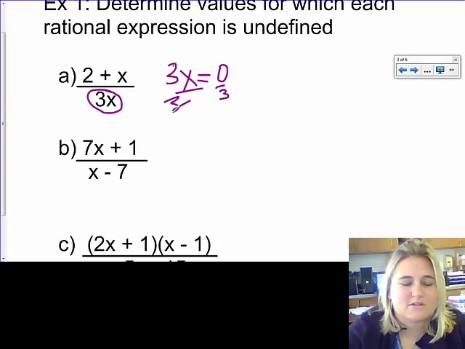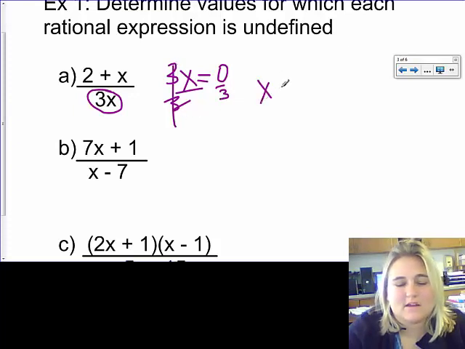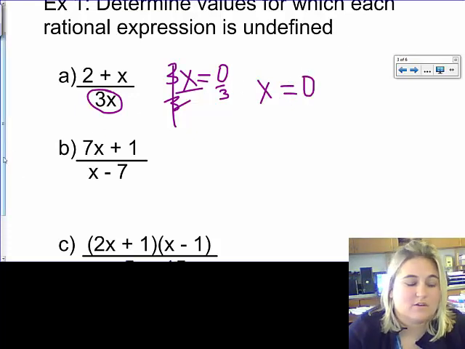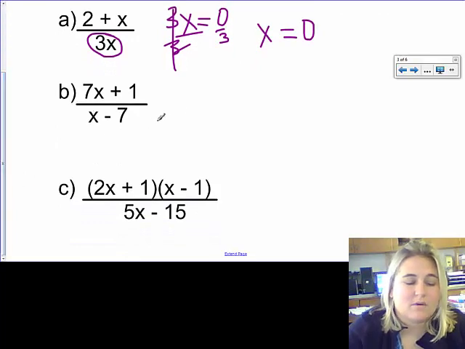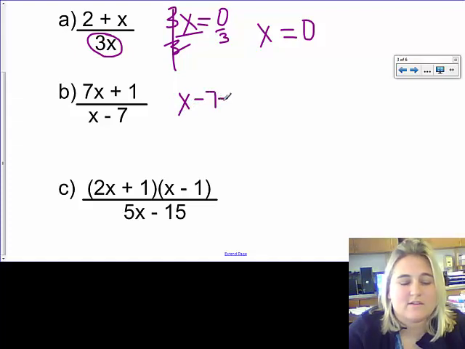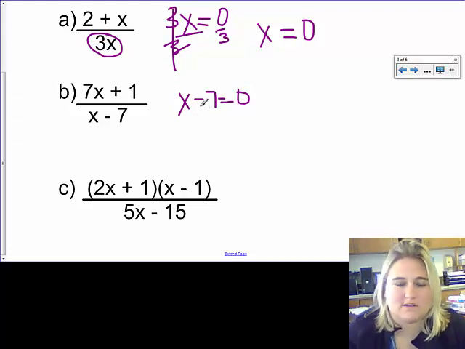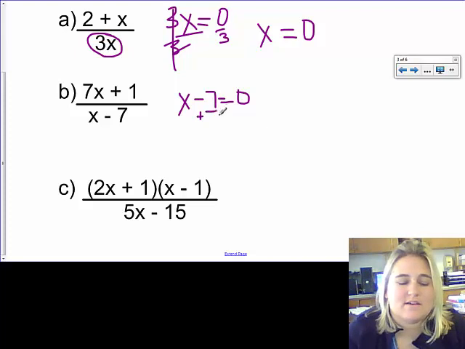Divide by 3 on both sides, and that means that the expression is undefined where x is equal to 0. Now we can do the same thing on the next one. I want to set this denominator equal to 0 because that's where it's undefined. So I have that x minus 7 is equal to 0. But I don't want to know where the whole denominator is equal to 0. I want to know where it's going to be undefined, which is where x is going to cause the denominator to be 0. So I'm going to add 7 to both sides of that equal sign. And that leaves me with x is equal to 7.